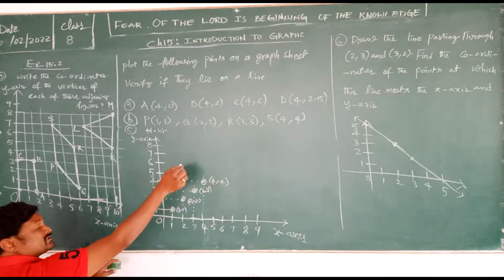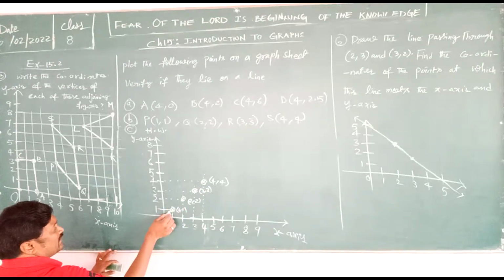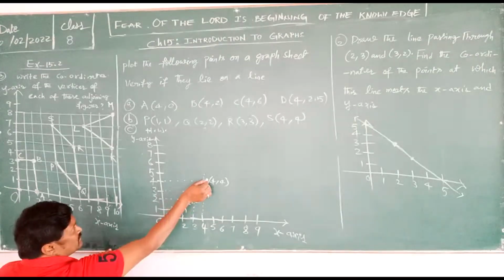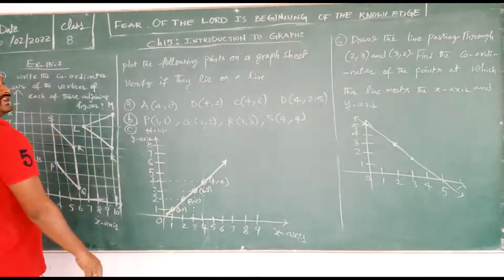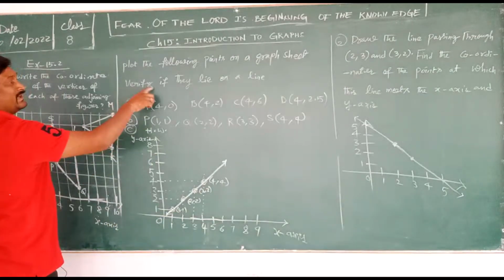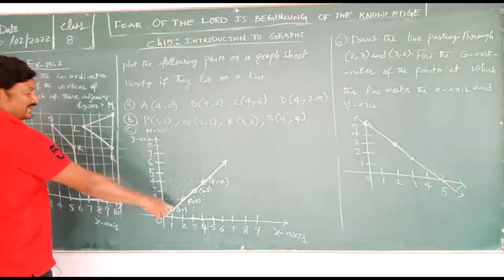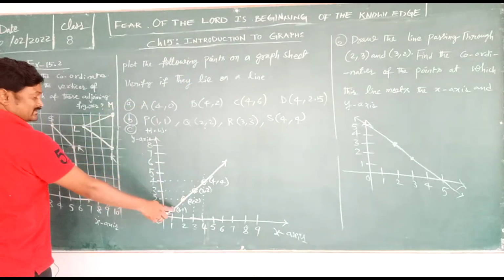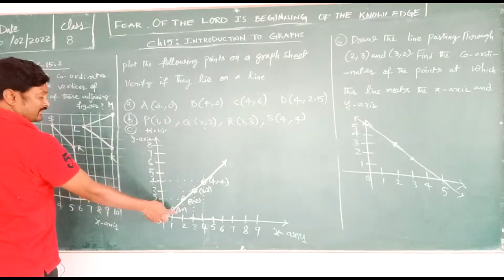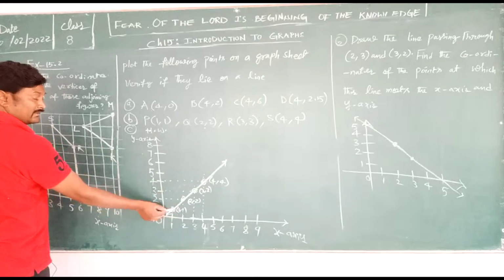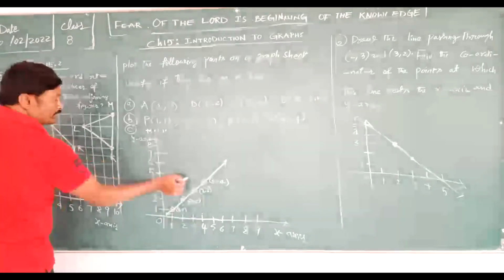Join all these points and check whether you are able to get a straight line or not. So let me join now from this point. When you draw all this, you find that a straight line is formed, so yes. They said verify if they lie on a line. Yes, we have verified that these all form a line. So which are those? 1 1, 2 2, and then 3 3, 4 4.